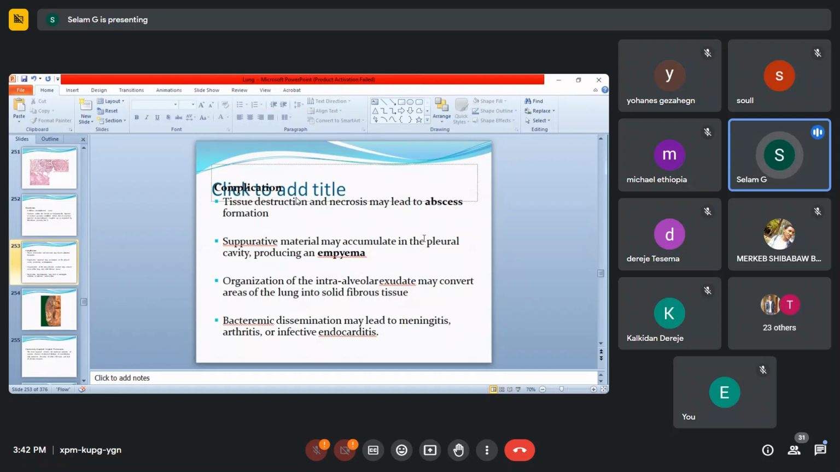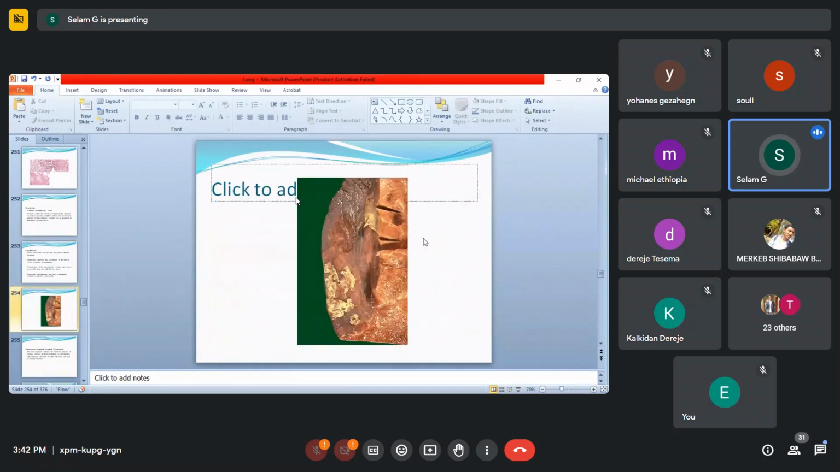Bacteremic dissemination may lead to sepsis, leading to involvement of bacterial infection at different sites, like the brain and the meninges, leading to meningitis, the joints, arthritis, or the heart, which could lead to infective endocarditis. So bacteremic dissemination may occur. You see a segment of lung with exudative covering.